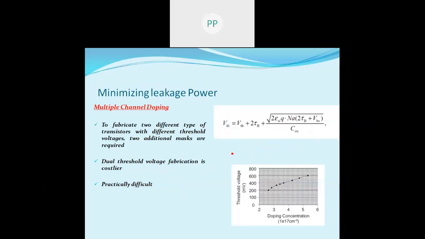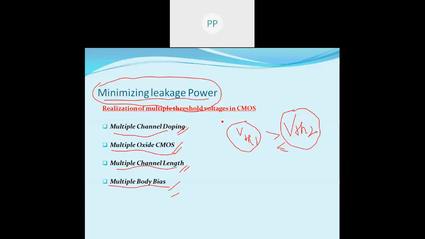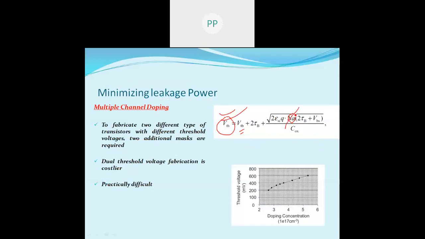So here, multiple channel doping. You know that the threshold voltage VTH is a direct function of the channel doping NA, and the flat band voltage will also be a weak function of the channel doping, so the threshold voltage is directly related with the channel doping, as you can see.